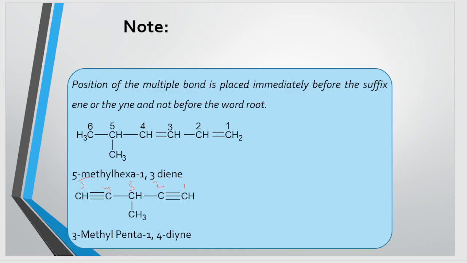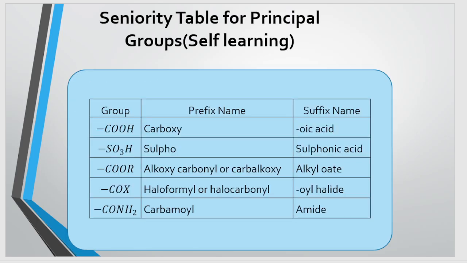Okay, now this is the seniority table for the principal groups, we can say functional groups. Definitely one must learn on their own. See, this is all self learning groups. If we consider COOH, prefix name is carboxy, suffix oic acid. For SO3H, it is sulfonic acid. For COOR, it is alkoxycarbonyl or alkyl oate. And for COX, it is haloformyl, oyl halide. CONH2, carbamoyl, it is nothing but amide.